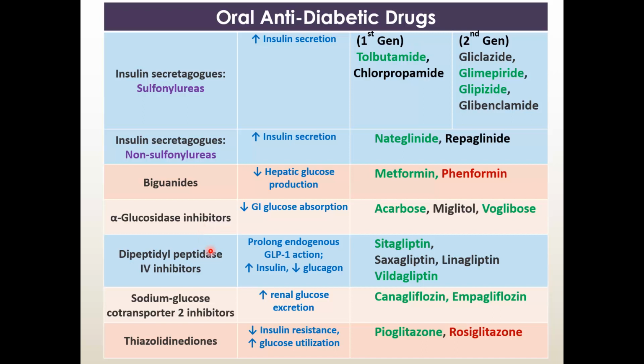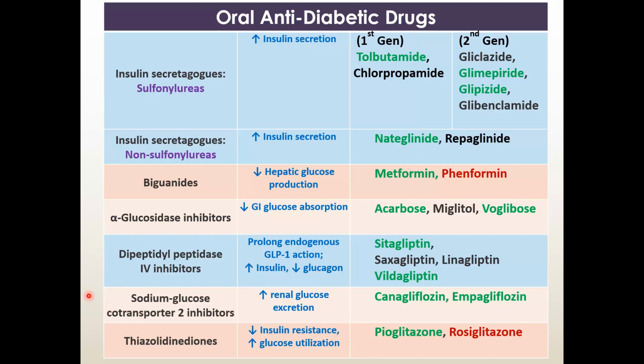And dipeptidyl peptidase 4 inhibitors, these are oral drugs which prolong the endogenous GLP-1 action. GLP-1 is the most important incretin. So in the first class we discussed that incretins are the hormones that are released from the GI tract and increase insulin release. And they have other actions also, but the most important action is insulin release. So these endogenous incretins have very short duration of action, and these DPP4 inhibitors prolong the action of GLP-1.